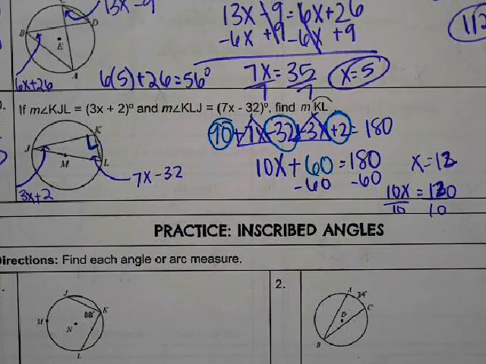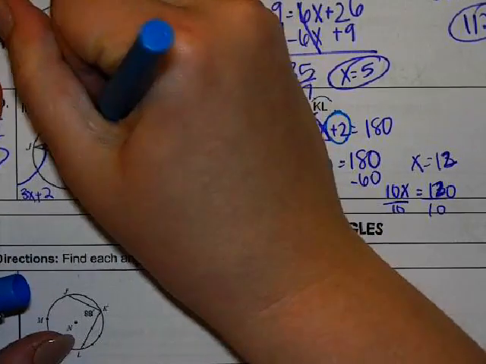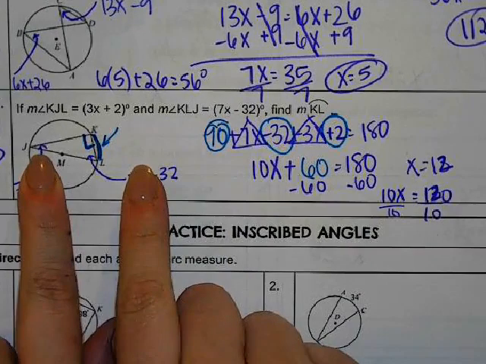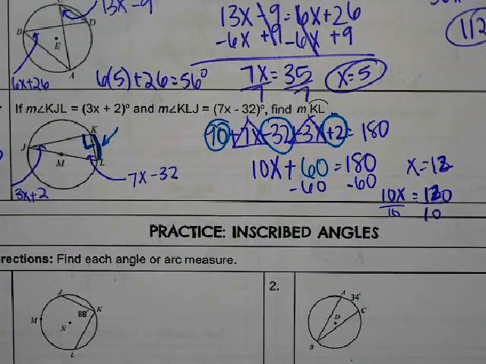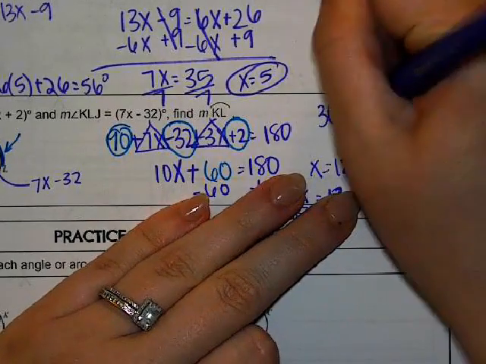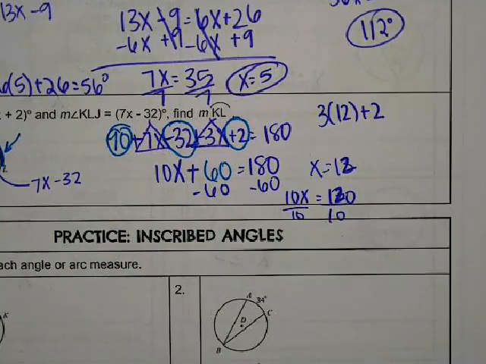Okay, so now looking at what it gives me, I've got x, and I want KL, arc KL. That is here. So in order to find that, I'm going to look across from it to the angle. That would be angle KJL, and I'm going to plug x into that expression. That expression was 3x plus 2. So that would be 3 times 12 plus 2. That would give me 38.